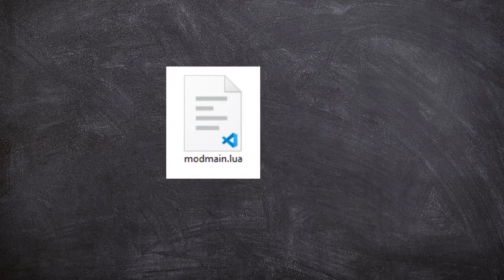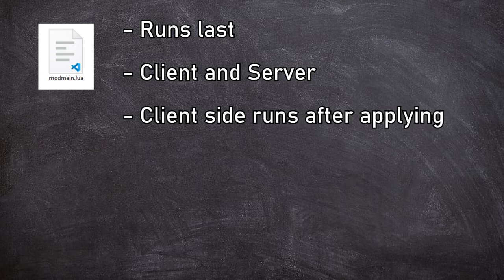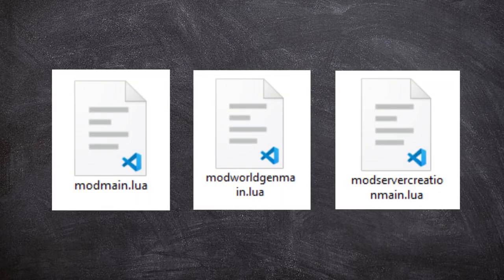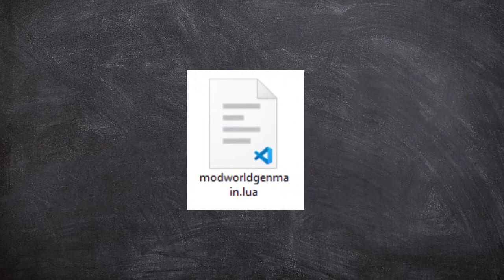Mod main.lua is always run last and can run on the client and on the server. But unlike mod origin main, it is run immediately after enabling, you need to apply the mod. These properties make different files work better for different scenarios. Mod main is the main file that most people write most of their code in. Mod origin main is most useful for world generation, as the name would suggest.